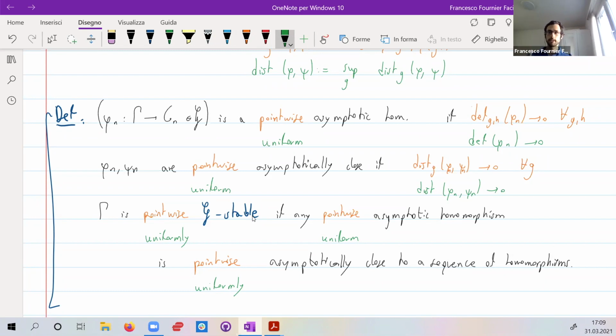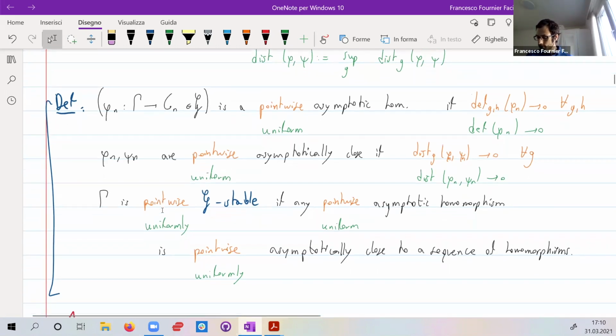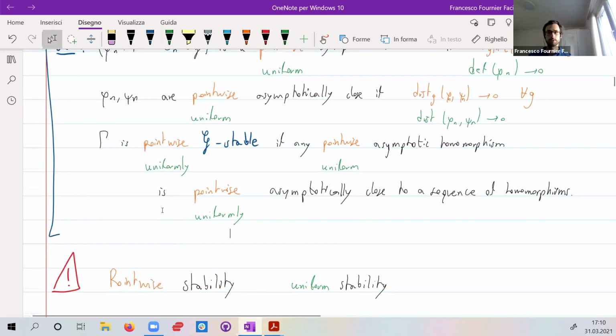One is pointwise stability. You ask for something local, and you want a local conclusion, right? And uniformly, you ask for uniform stability. You ask for something global, and you want a global conclusion. So uniform stability has a stronger hypothesis but demands a stronger conclusion. And this is why, in general, there is no relation between pointwise and uniform stability.